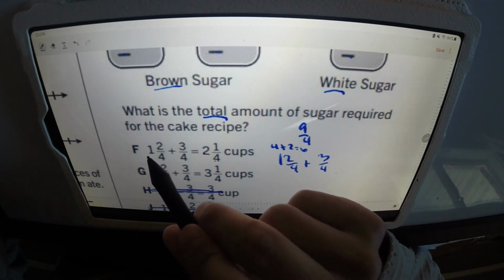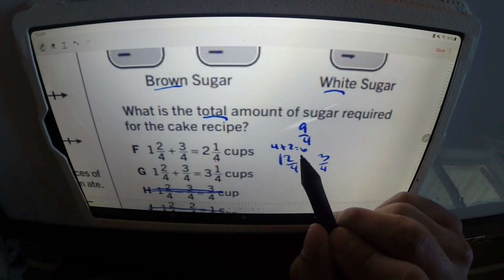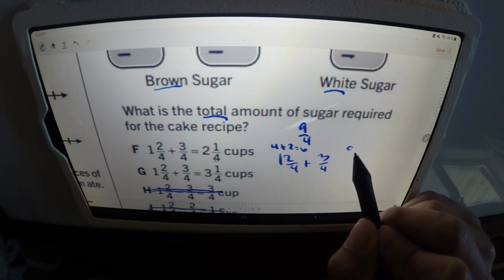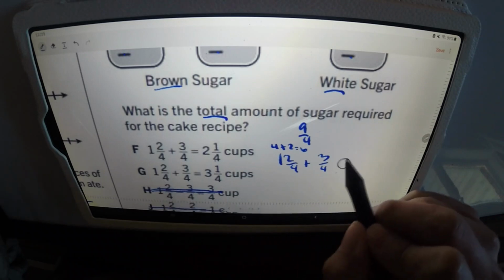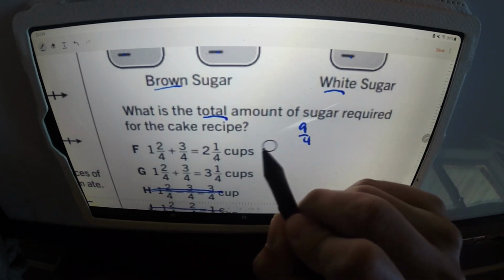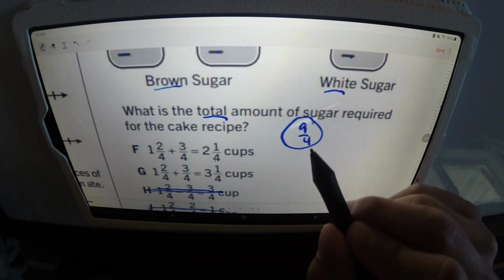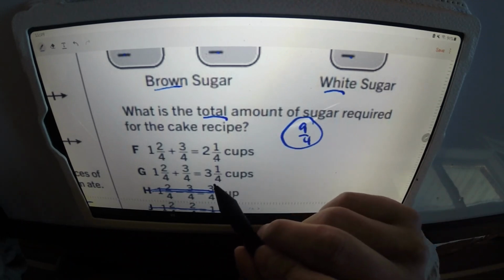4 times 1 is 4 plus 2 is 6. That gives us the 6. Plus 3/4 is 9/4, right? So these are both the same thing. This is the same equation. That's that. Okay, but again, we're looking for the answer of 9/4. This is our answer we know is true. One of these answers equals 9/4.